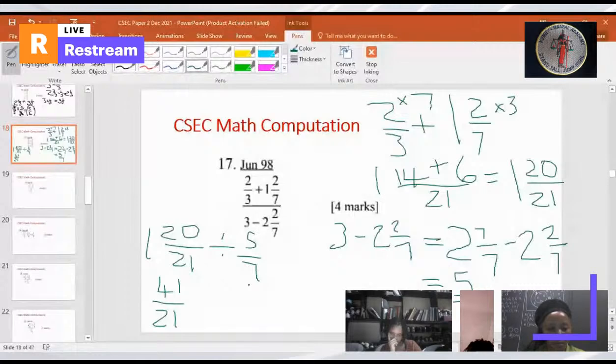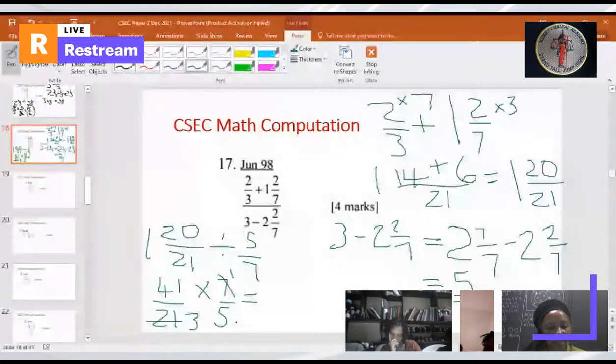Change division to multiplication. Yes, miss. Then you make it the inverse. Invert the 5 over 7 to 7 over 5. Then miss, now you can do 7 into 21. 7 into 7 goes 1 time. 7 into 21 goes 3 times. Yes, miss.